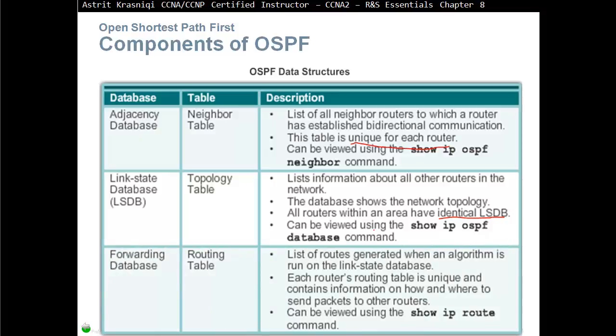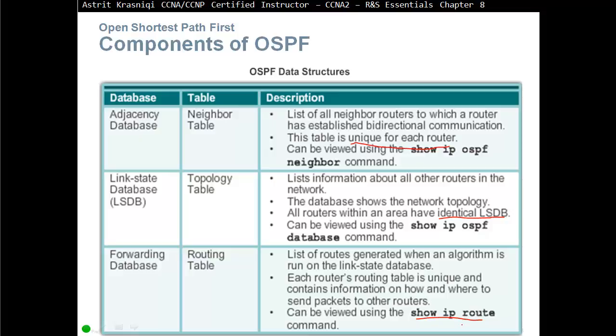And in OSPF terms, we know this as a forwarding database. Here we have the list of routes generated when an algorithm is run on the link state database. Each router's routing table is unique and contains information on how and where to send packets to other routers. This can be viewed with the show ip route command, and we can see which ones are OSPF routes.